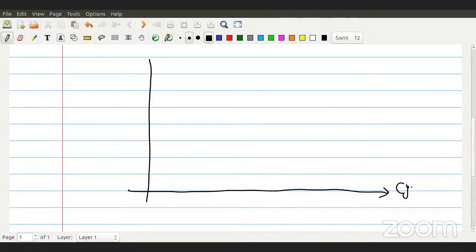On the horizontal axis, I am writing cycles. On the vertical axis, I am writing error. Now, cycle 1. Cycle 1 means what? All the 1000 patients' data you have applied.